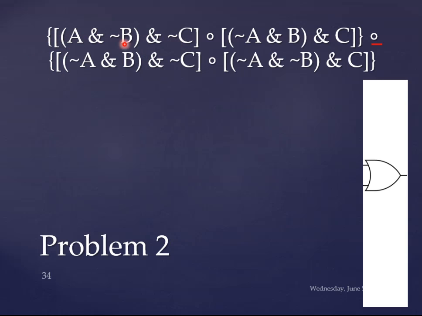Now, you have to remember conjunctions are associative, so you could put the brackets around the not B and the C. That's okay. You could do that just as well. I just did this for my own organization. I like to have the A and B's together.